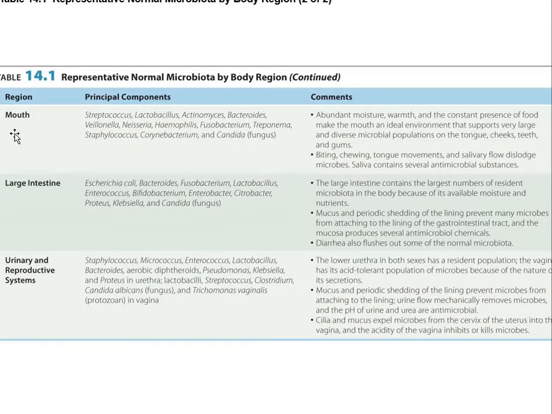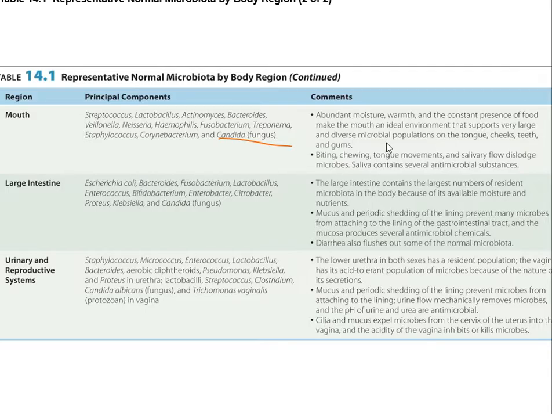That keeps them away. In the mouth, remember that in the mouth we have Streptococcus, Lactobacillus, Actinomyces, Bacteroides, Neisseria, Haemophilus, Treponema, Staphylococcus, among others, and Candida. So remember Candida here in the mouth. When we talk about thrush, kids usually have thrush because their immune system is still developing, and this Candida can overgrow and cause that kind of infection in the mouth.